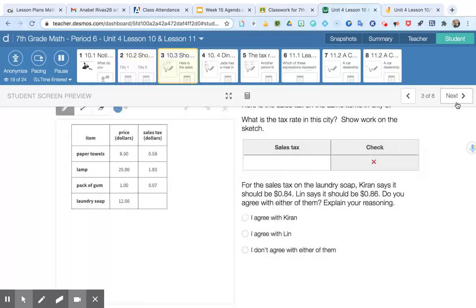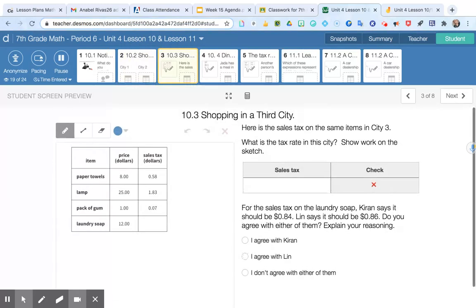For slide number 3, it says shopping in a third city, so new sales tax. We had 6% sales tax, we had 8% sales tax. Here is the sales tax on city 3. What is the tax rate in this city? So for this city, I want to find out what am I multiplying by. So what do I multiply the price by to equal the sales tax?